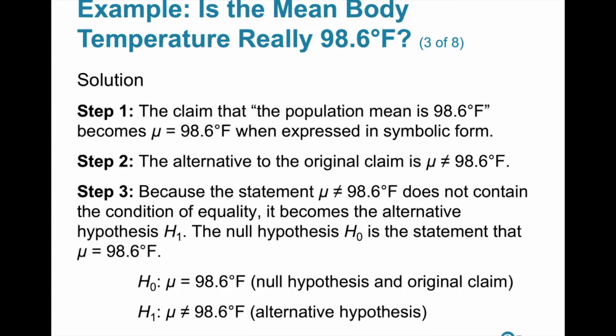So here are the two things that are different about this example. Number one, the original claim is the null hypothesis. That hasn't happened before in any of our examples. And number two, the alternative hypothesis is mu does not equal 98.6. That's going to make this what's called a two-tailed test.